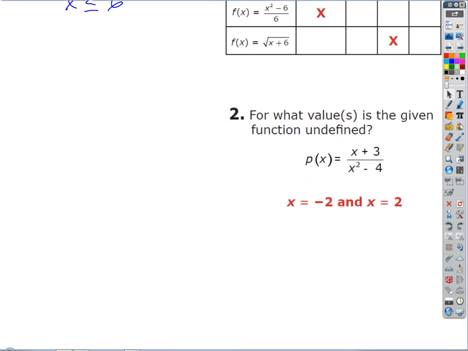Okay, what about this? For what values is the given function undefined? Wherever the denominator is 0, right? Does that make sense? So I would just set x squared minus 4 equal to 0 and solve, and those would be the 2 values where it's undefined, because it has 0 on the bottom, right? You just got to think about it a little bit. Take your time.